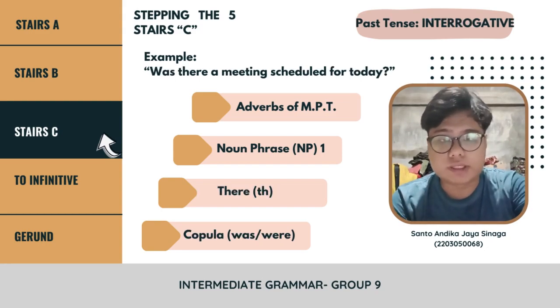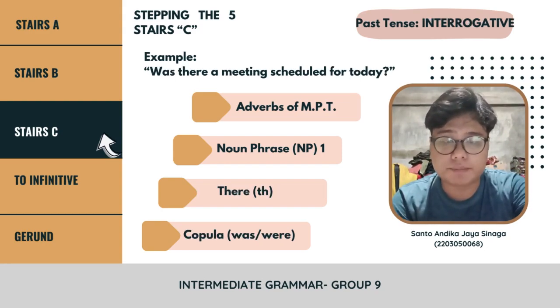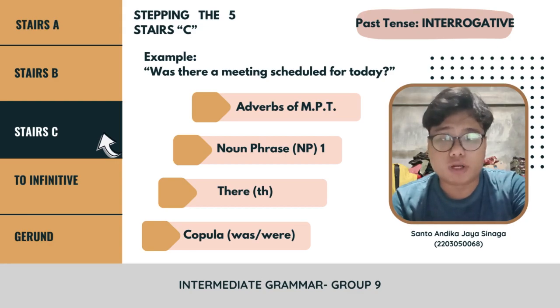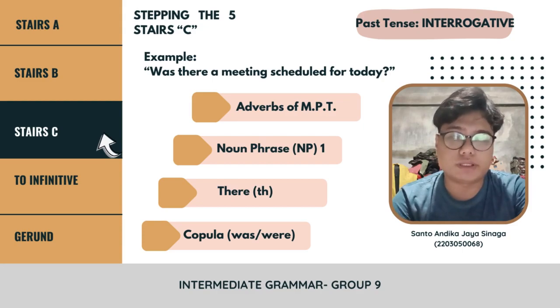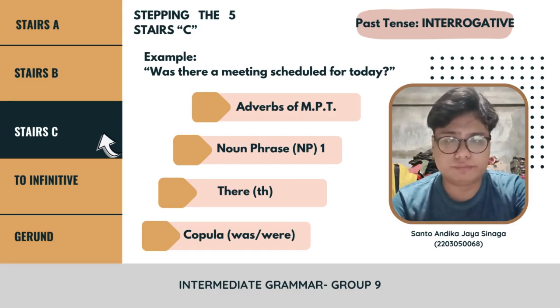The interrogative sentence has different steps from the positive and negative sentence because the copula is put at the beginning of the sentence, then it continues with there and the noun phrase, and the last step continues with adverbs of MPT. And here is an example of an interrogative sentence in past tense: was there a meeting scheduled for today?